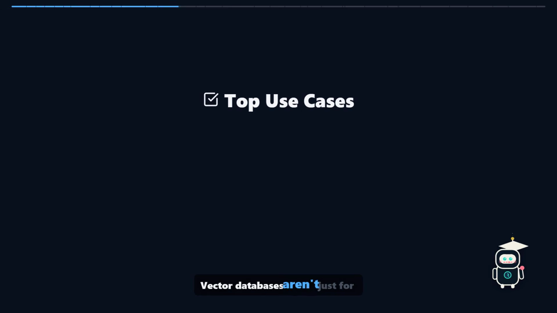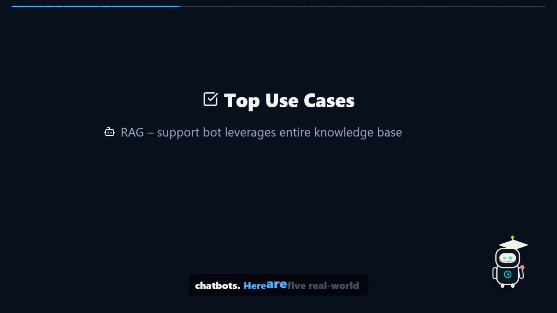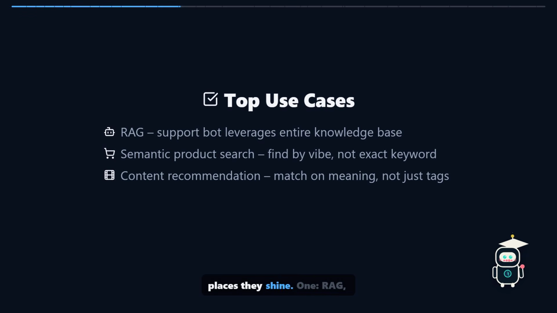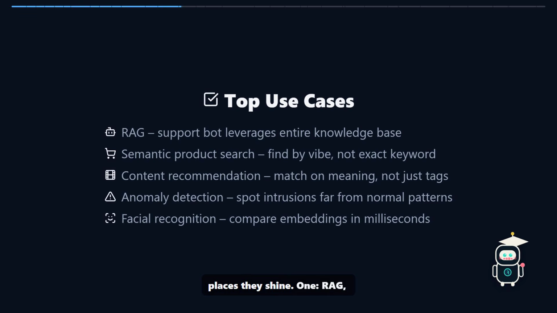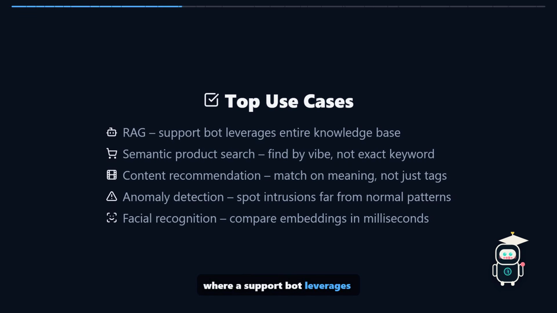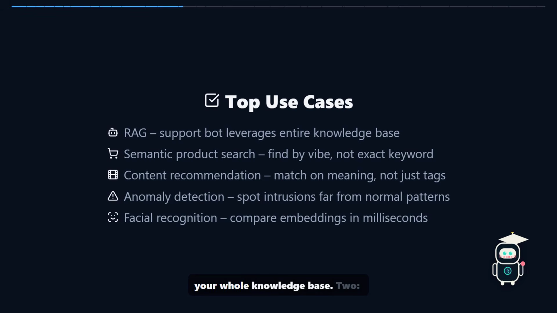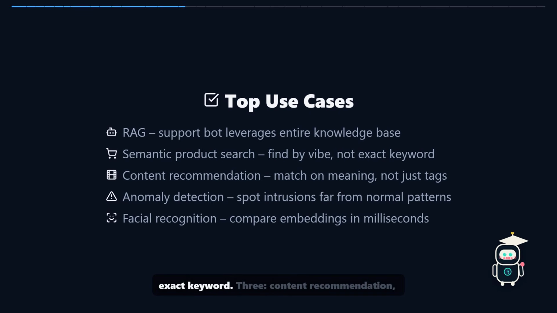Vector databases aren't just for chatbots. Here are 5 real-world places they shine. 1. RAG, where a support bot leverages your whole knowledge base. 2. Semantic product search. Shoppers find items by vibe, not exact keyword.